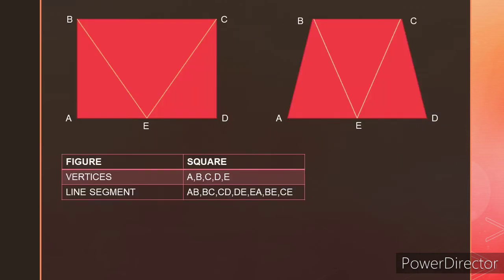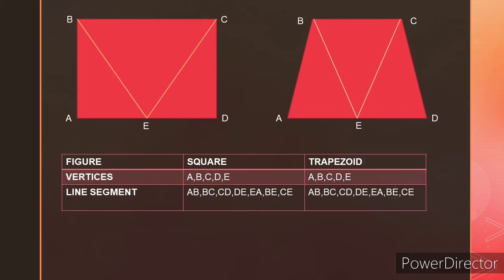For quiz number 3, we are required to construct a geometric structure which is isomorphic. So I decided to construct a square and a trapezoid. For my square, it has 5 vertices named A, B, C, D, and E, and line segments AB, BC, CD, DE, EA, BE, and CE.